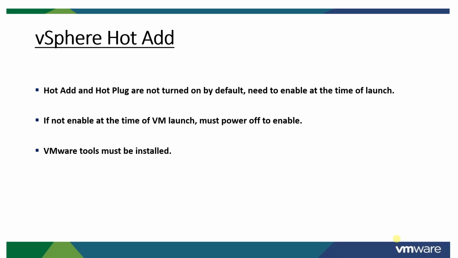See, hot add and hot plug are not turned on by default. We have seen that when we were creating a Photon Linux machine, at that time these features were not enabled. We enabled them, right? So it needs to be enabled at the time of launch. Now, if these features are not enabled when you are launching the virtual machine, then you have to power off the machine to enable them. And to take the benefits from the feature, one requirement is that VMware Tools must be installed.